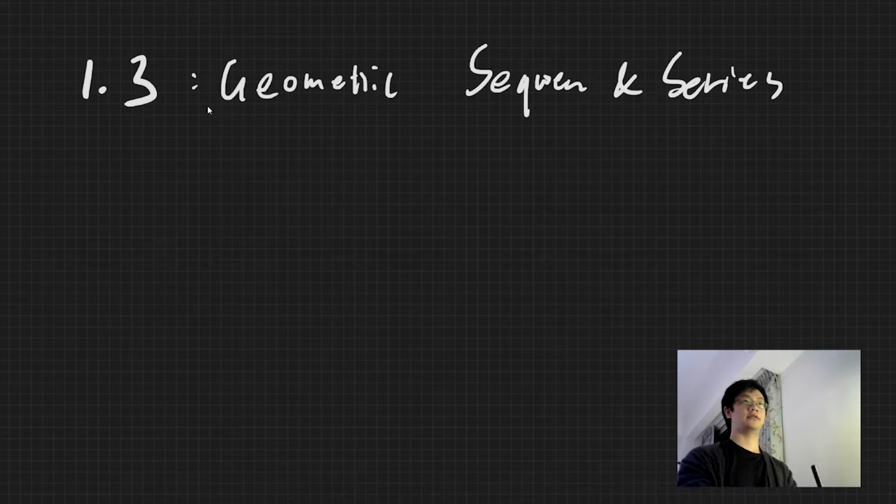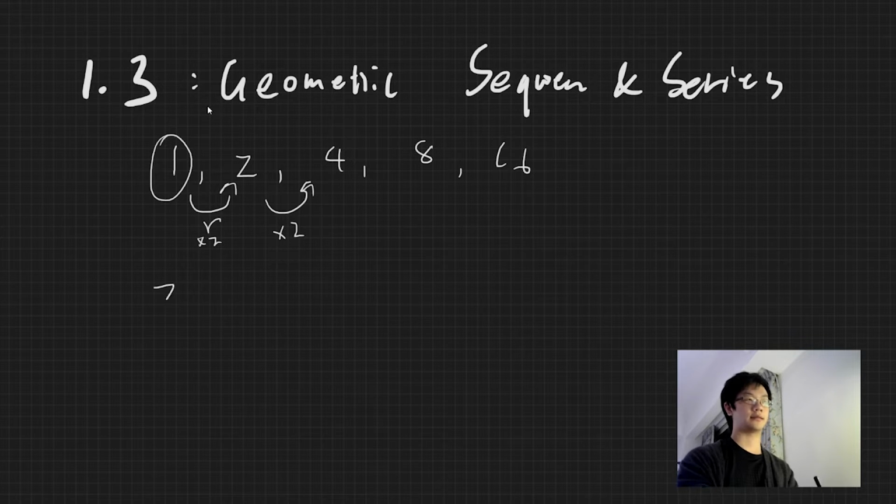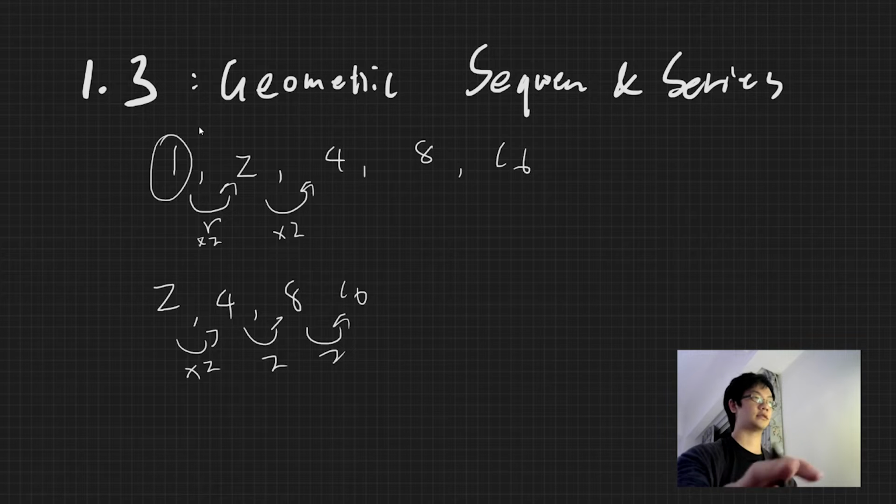Okay, so geometric sequence and series. For example, 1, 2, 4, 8, 16. Unlike arithmetic sequences, which have a common difference, geometric sequences have a common ratio, which we also call r. In this case, it's times 2, right? And similar to the arithmetic sequence, there's also the other factor of the initial term. For example, I can start with 2, and even though I have exactly the same common ratio, it's still a completely different sequence, right?